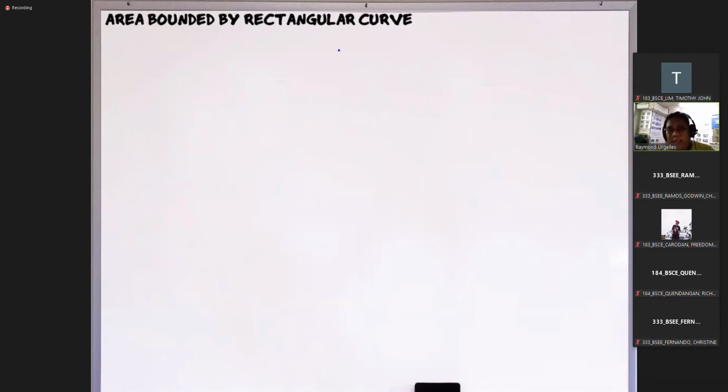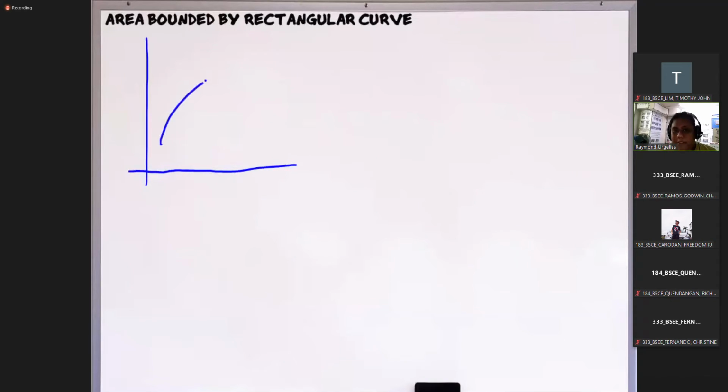Pag sinabi natin rectangular curve, so nakabase tayo sa rectangular coordinate system. So luckily for us sa area, two-dimensional lang, di ba? So kaya madali lang yung integration. Okay? So again, rectangular curve is based on the x and the y coordinates. So kaya basically, sa rectangular curve, we have y as a function of x or x as a function of y, di ba? So dalawa yung possible way, or yung common ways natin para mag-solve ng area bounded by rectangular curve.